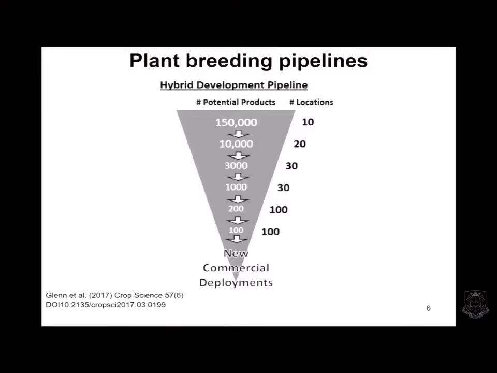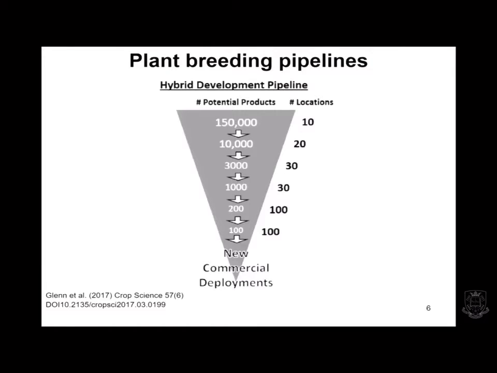So this just gives you an idea of scale. So this might be a typical breeding pipeline, and you'll start with quite a large number of plants. So in this instance, 150,000, over 10 different locations. They might be locations within the same country, they might be different countries.